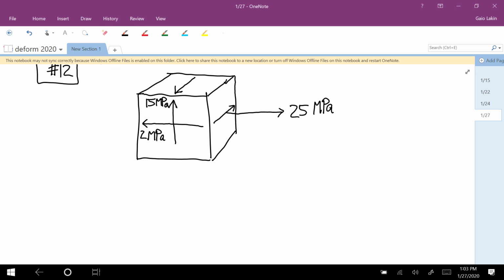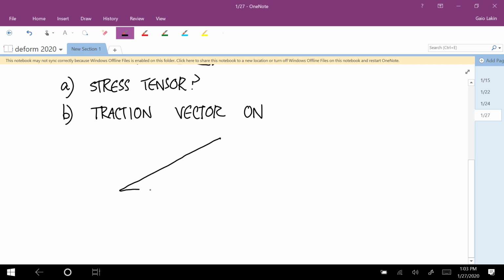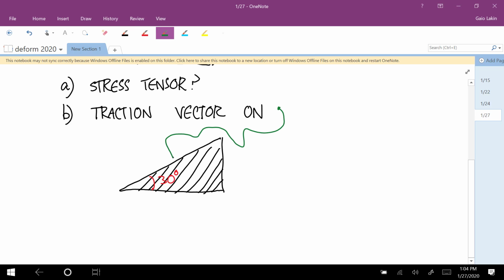And first it asks for the stress tensor. Second, it asks for the traction vector. And it shows this face that's oriented like this. Okay, so this angle is 30 degrees. And the face that we want is this one.